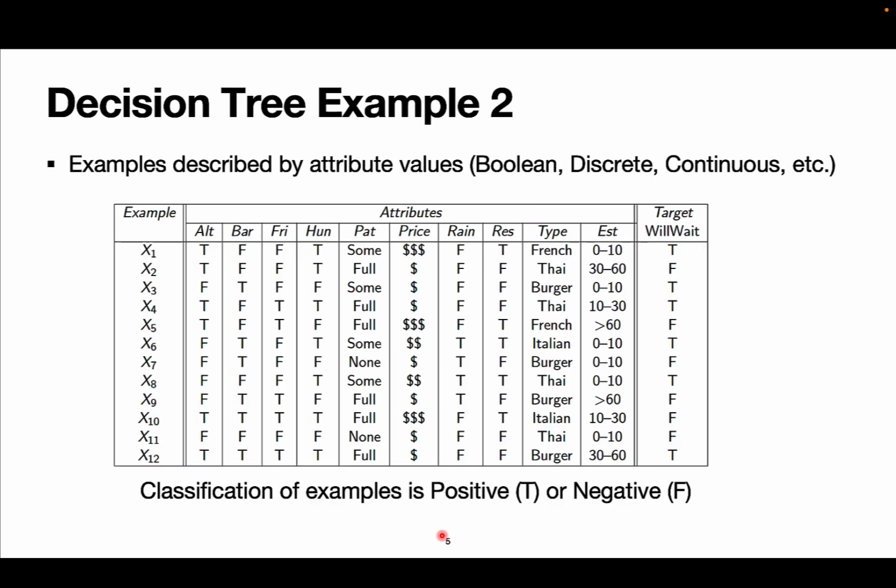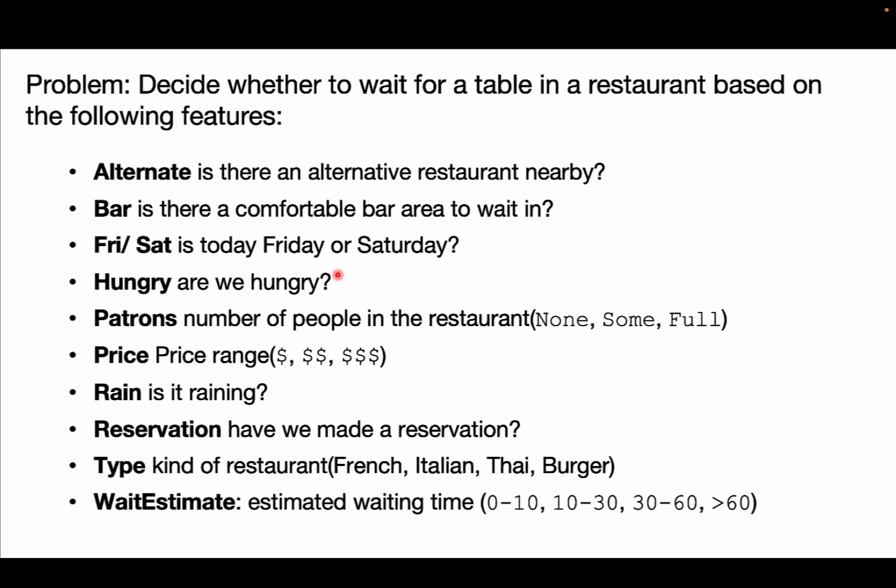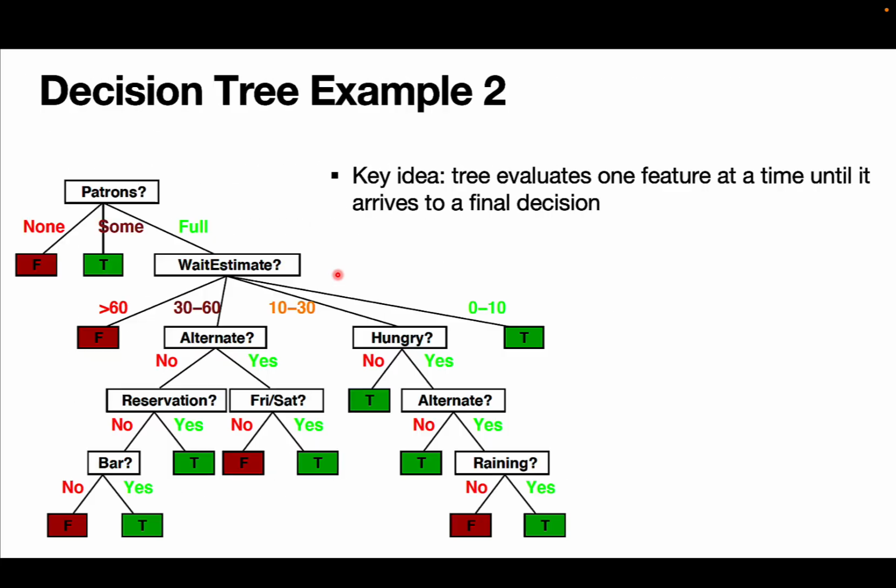The second dataset is a real-world example about deciding whether to wait for a table in a restaurant based on multiple factors, such as, is there an alternative restaurant nearby? Is there a bar area to wait in? What's the price? How many patrons are there? And so on. Here you can find feature names and definitions.